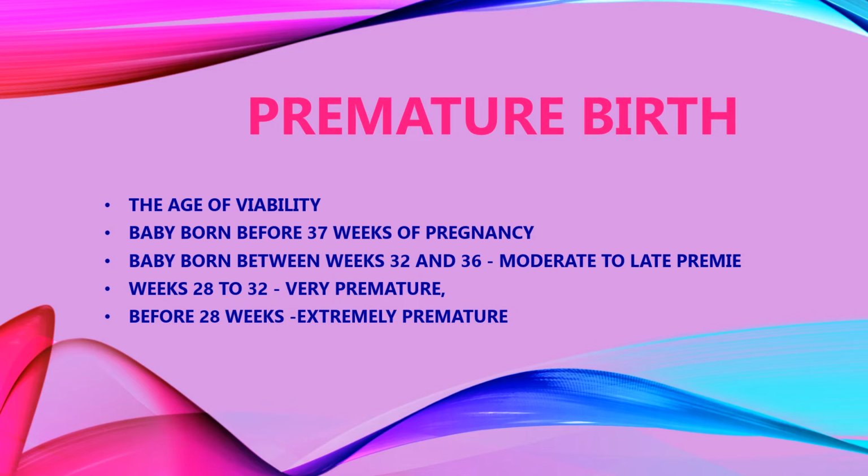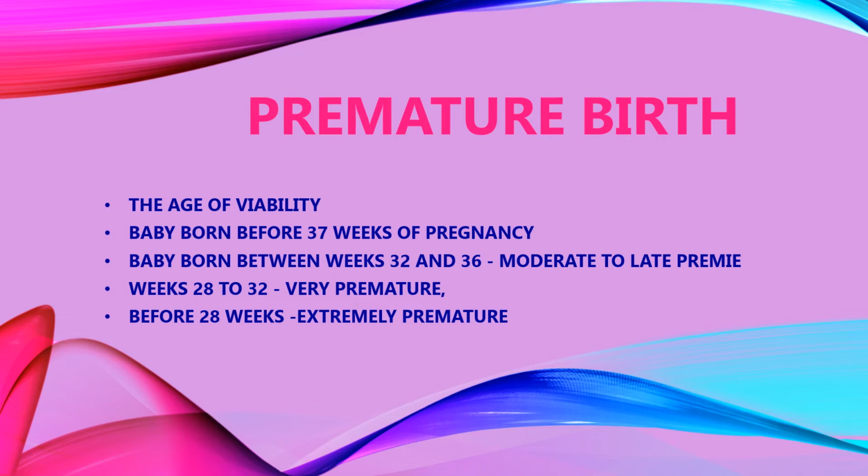The prematurely born baby is also known as a preemie. A preemie is considered a baby born before 37 weeks of pregnancy. We know that a full-term baby is carried for 40 weeks. When a baby is born before the 37th week, then it is known as a prematurely born baby. A baby born between weeks 32 and 36 is moderate. A baby born between 22 and 32 is very premature. And a baby born before the 28th week is extremely premature.